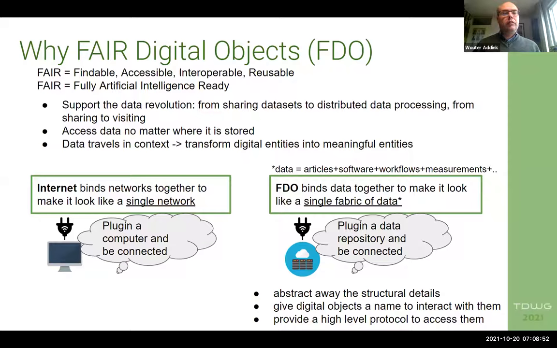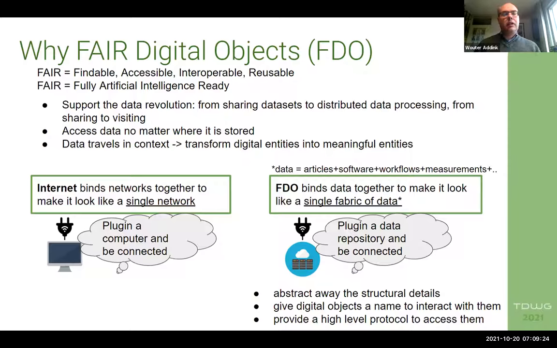FAIR, as you know, means findable, accessible, interoperable, and reusable, but you can also read FAIR as fully artificial intelligence ready. This means that we want to have these digital objects accessible and actionable, not only by humans, but also by machines, so that machines can use the information to extract new information, which then can be used by humans again.